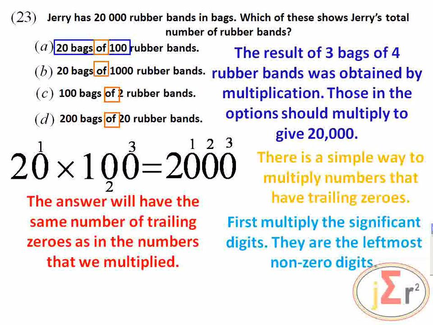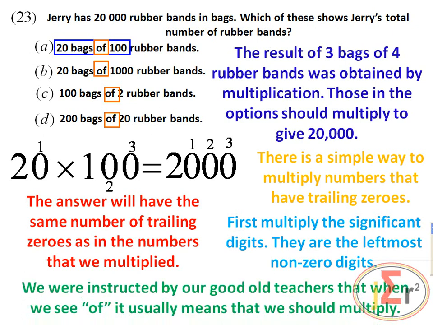What did your old teacher tell you that "of" means when you have "of" in your mathematical problem? Well, my old teacher said that "of" means that you multiply. Right. "Of" usually means that we multiply. So we were instructed by our good old teachers that when we see "of", it usually means that we should multiply. It was not needed to the extent that it would have been the only way to use the 3 bags with the 4 rubber bands, but it is a practical demonstration, and practical demonstrations are good because they convince you that you are doing the right thing. However, we could have, without going that route, used the fact that we have "of" here to mean that what we really need to do is multiply.